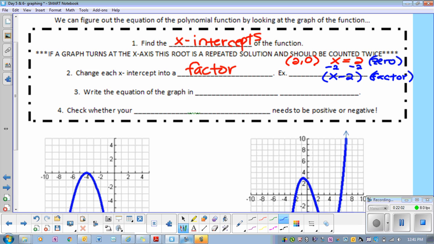If you take your 0 and you make it equal to 0, then you can get the factor. And you can think of it as the opposite, too. If you have x equals a positive 2, then x minus 2 is your factor. And if x equals negative 2, then your factor would be x plus 2. All right, so then write the equation of the graph, and we'll take it in factored form. You don't even have to FOIL it out. Just give it to us in factored form.